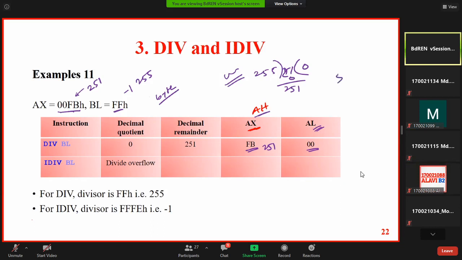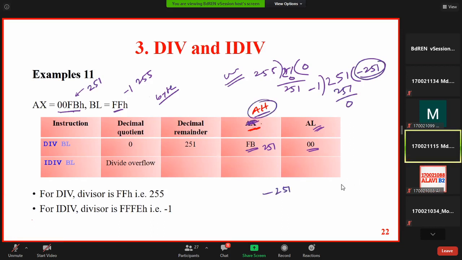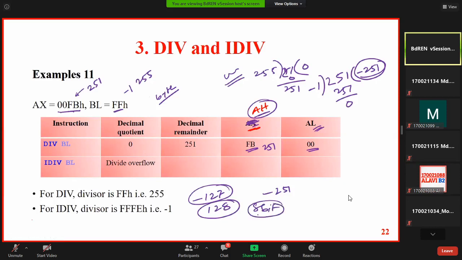Now again in another case, what happens? Basically you are dividing 251 by basically -1. Then what happens? If you see, it is basically 251, then it will give -251, but can it be accommodated in AL? No, sir. Because the maximum negative number you can have is -128 and the maximum positive is 127. This is the range for 8 bit, if you can remember. So that's why the divide overflow occurs here. The result is 251, but it cannot be fitted in AL. Is it clear up to now? Yes, sir.